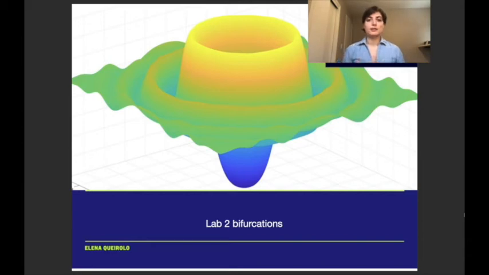This is a brief video to go through the results you got in your lab 2, or that most of you got in your lab 2. The key of lab 2 and what you have seen is the concept of bifurcation.